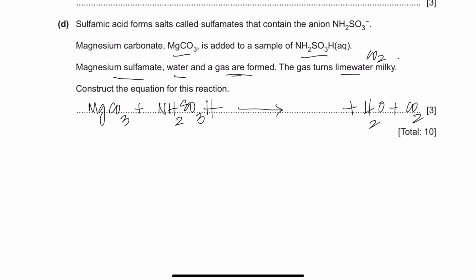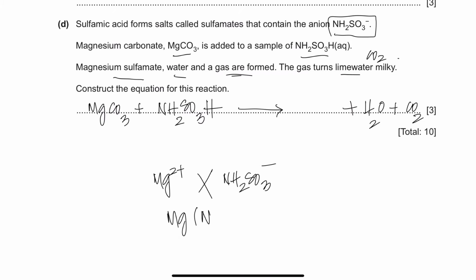मुफ्त के मार्क्स है. अब मैग्नीशियम सल्फामेट कैसे बनाना है? नाउ यू नो कि मैग्नीशियम के ऊपर 2+ चार्ज है, लेकिन सल्फामेट कैसे बनेगा? सल्फामेट का एनाइन इधर दिया हुआ है. NH2SO3 minus, cross multiply, you'll get Mg(NH2SO3)2. That's it. 3 मार्क्स मुफ्त के. सिर्फ बच्चे सल्फामेट और ये देख के डर गए तो क्वेश्चन ही छोड़ दिया.